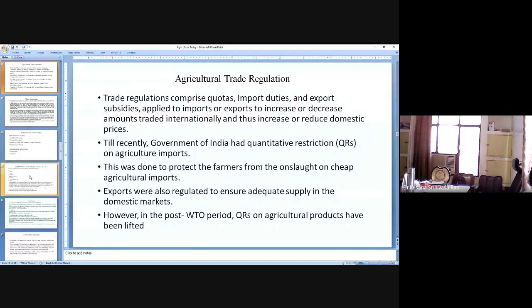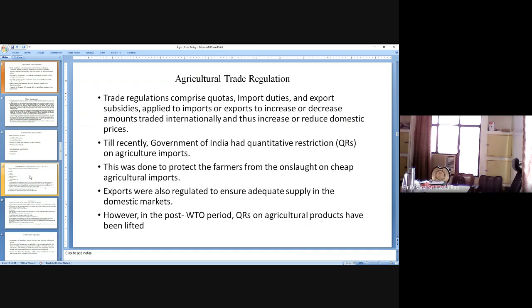Agricultural trade regulation. These trade regulations are also most important from the export and import point of view. Whenever problems take place in the agriculture products of a country, they have to import from some other country. If they have produced much, they are in a position to export their products to other countries. The trade regulations comprise quotas, import duties, and export subsidies applied to imports or exports to increase or decrease amounts traded internationally and thus increase or reduce domestic prices.